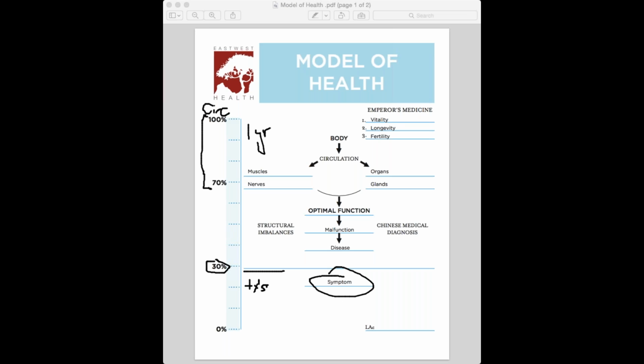So part of what we'll be doing with acupuncture initially is we'll want you coming in 2 times a week for the first 8 weeks. So it's going to take us about 2 months to get you to the point where symptoms are gone.